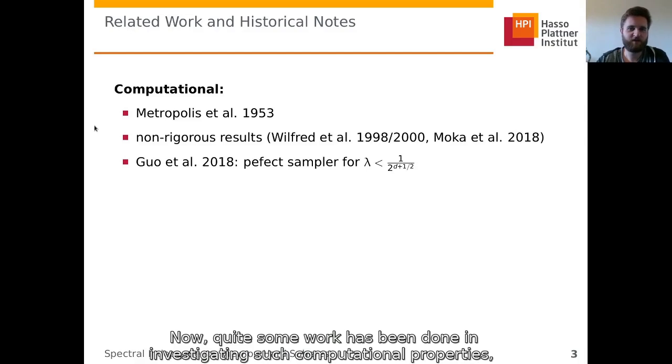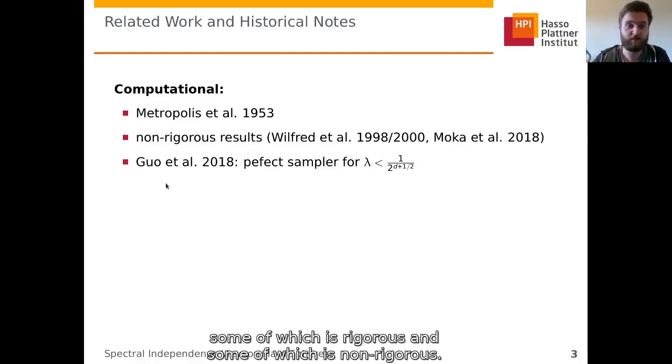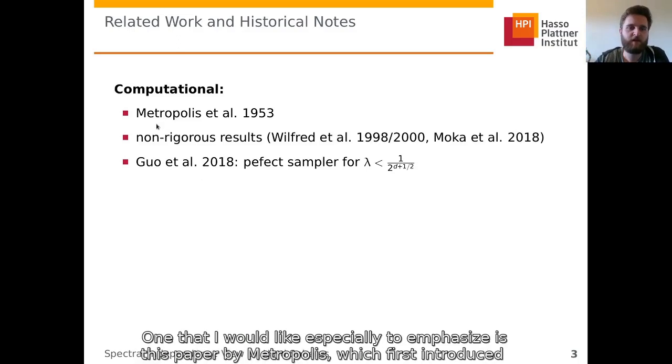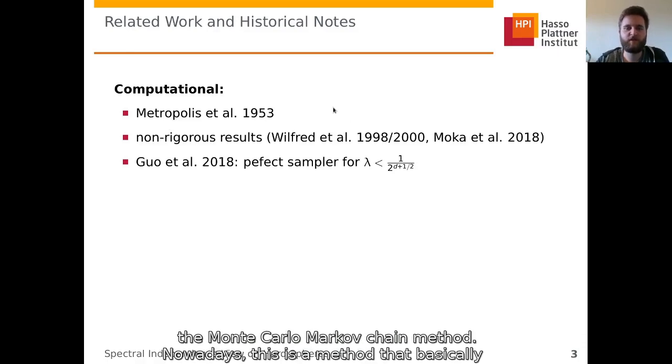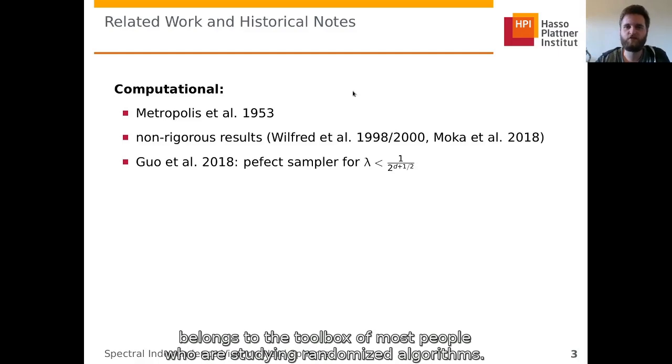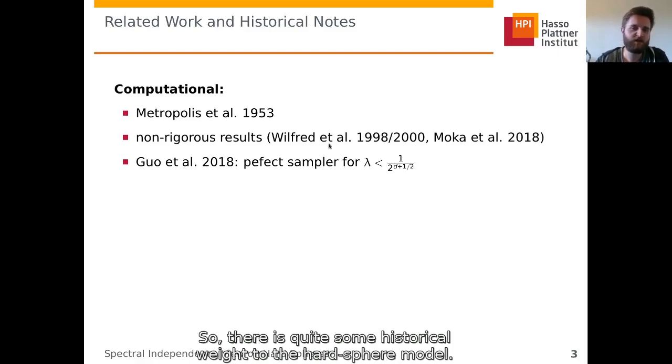Now, quite some work has been done in investigating such computational properties, some of which is rigorous and some of which is non-rigorous. One that I would like especially to emphasize is this paper by Metropolis, which first introduced the Monte Carlo Markov chain method. And nowadays this is a method that basically belongs to the toolbox of most people who are studying randomized algorithms, so there's quite some historical weight to the hard sphere model.